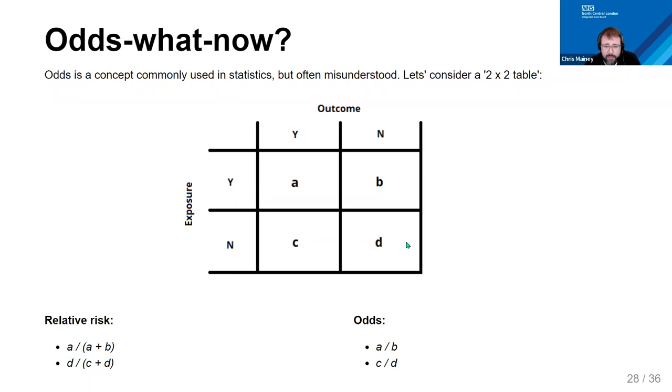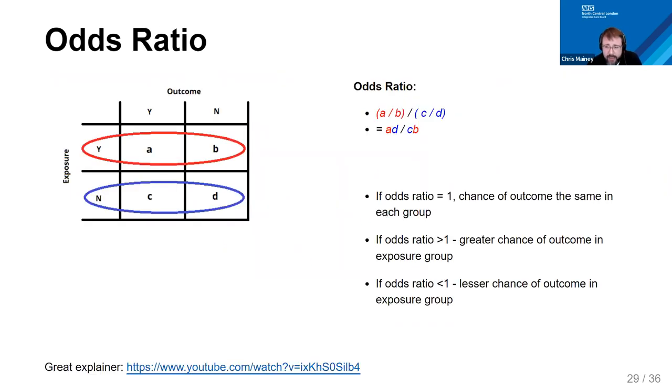And you might do it for the proportion of people who were not exposed who didn't have the outcome as well. Whereas odds is the ratio of the exposed. So the odds for the exposed here are the ratio of those who had the outcome to not had the outcome, and you would have it again for the non-exposed. So it's just a slightly different way of rendering it.